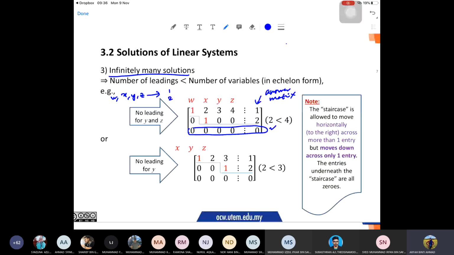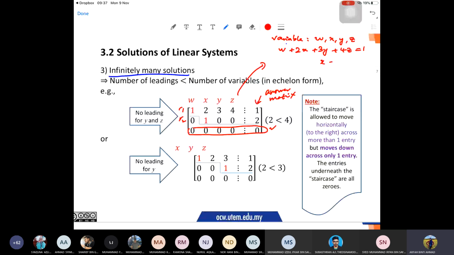Tapi apakah nilai untuk, for this example, okay, if you take a look, your variable is W, X, Y dan juga Z. So untuk variable this one, W, X, Y dan juga Z, equation yang awak dapat for this one, you get W plus 2X tambah 3Y tambah 4Z sama dengan 1. And untuk row pertama. Dan untuk row kedua awak dapat X tambah 0Y tambah 0Z sama dengan 2.